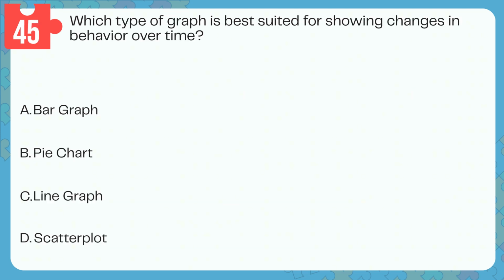Question 45. Which type of graph is best suited for showing changes in behavior over time? A. Bar graph. B. Pie chart. C. Line graph. D. Scatter plot.